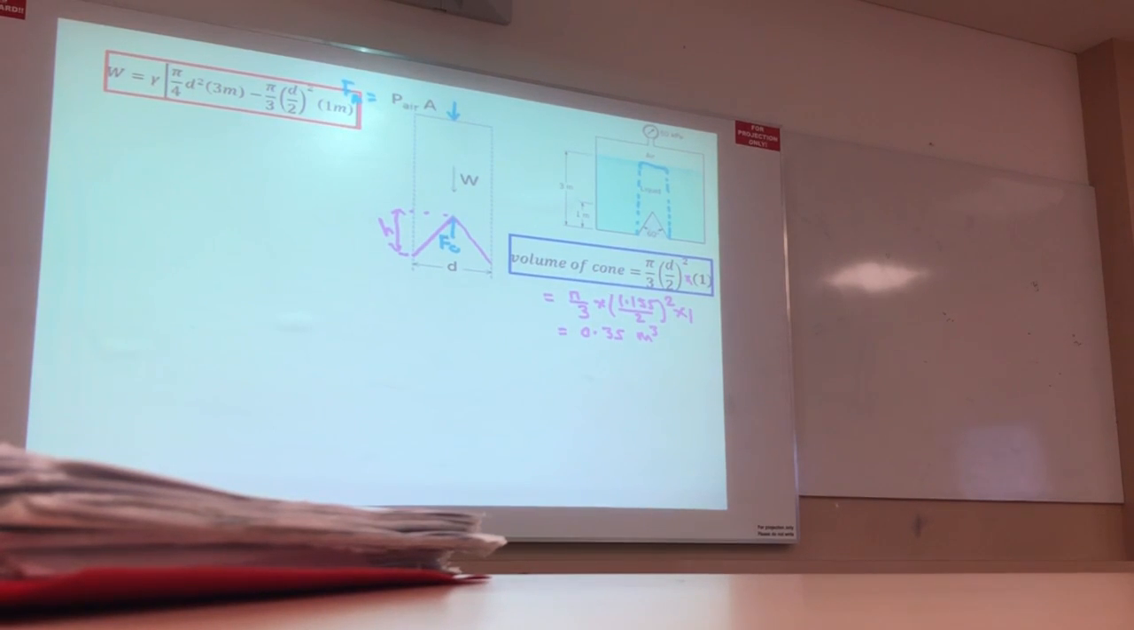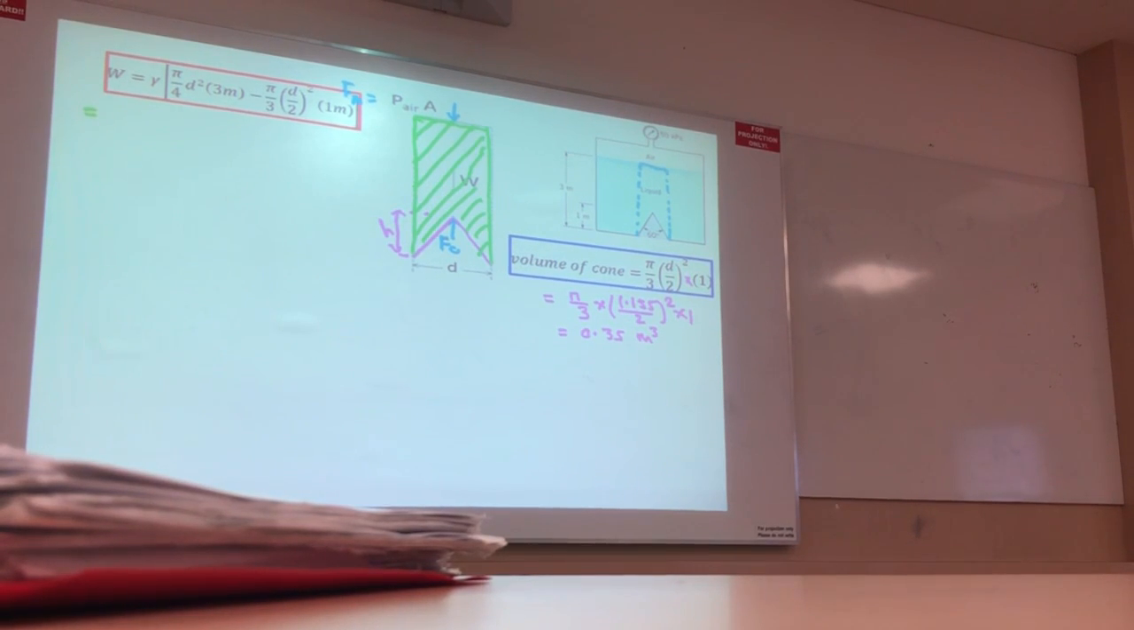So what is the volume of this portion? How do you calculate the weight, W? The weight becomes gamma times the volume of the green portion, right? This is the liquid. That's why I write W becomes gamma times volume. What is the value of gamma?